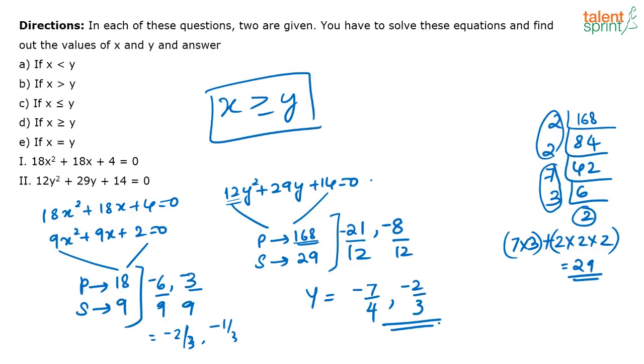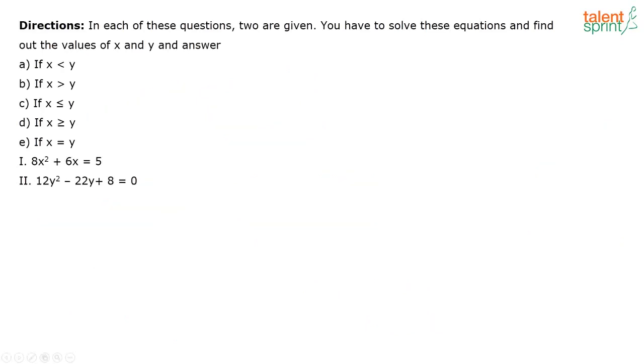Okay. See, if it is 2 by 3, both are equal. Otherwise, x is greater than y. If it is 1 by 3, it is definitely greater than both. Or even if it is 2 by 3 and minus 7 by 4, then also x is greater than y. So x is greater than or equal to y. That is option D is your correct answer. Let's look at the next question.